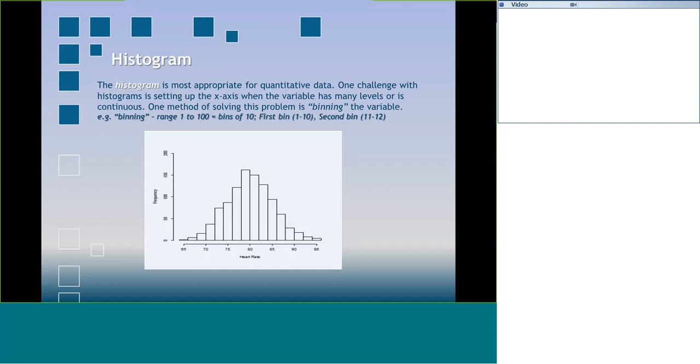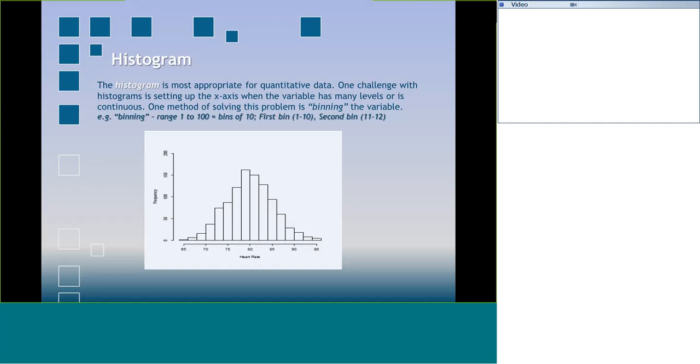A histogram is very similar to a bar chart. In fact, a histogram only differs from the bar chart in two ways: the type of variable it is used for and aesthetics. The histogram is most appropriate for quantitative data. Like the bar chart, the levels of the variable are placed on the x-axis, and the frequency or percentage of each variable is placed on the y-axis.